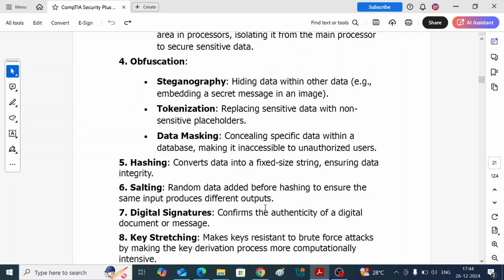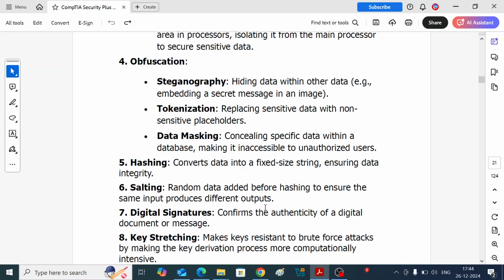Same concept here. Data masking is concealing specific data within a database, making it inaccessible to unauthorized users. So basically this process is done to hide the data. Now what's the difference between the three? We also read about obfuscation. What's the difference between the three?